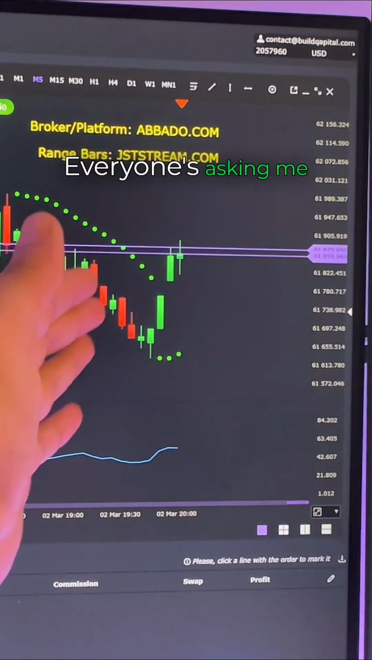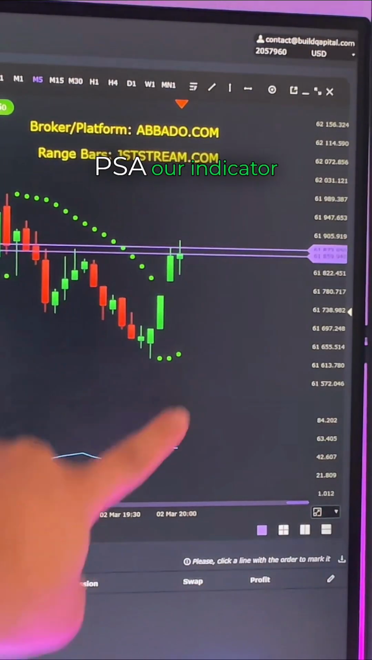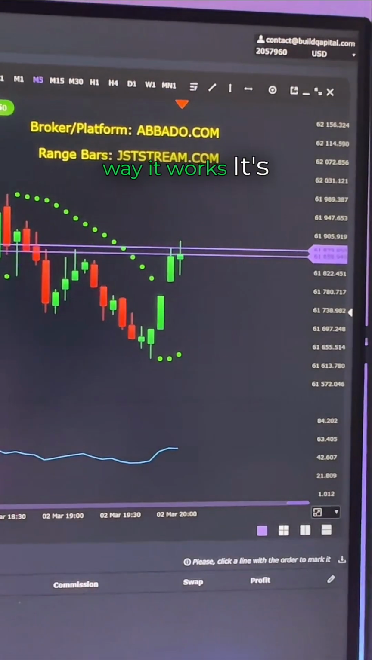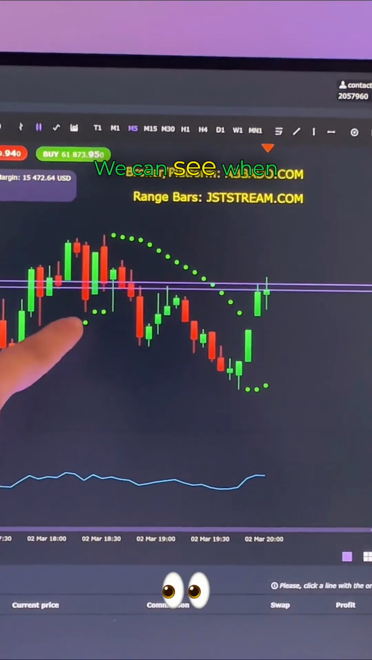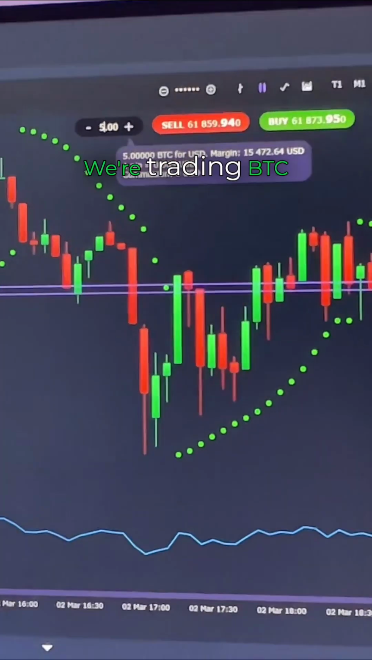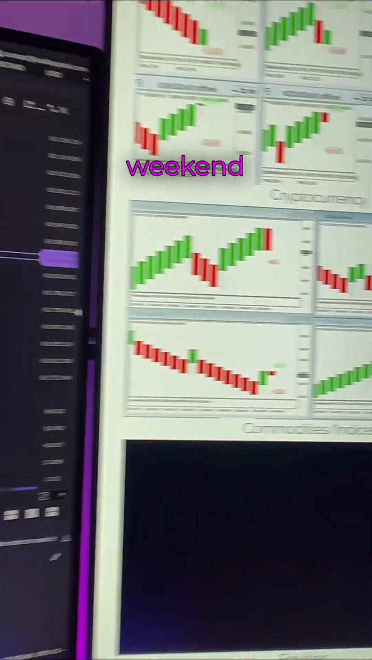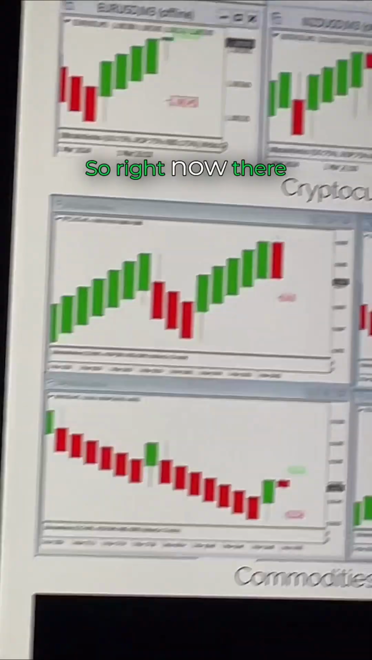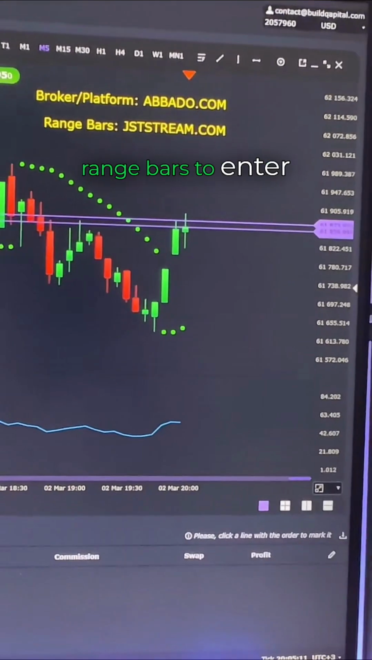Now, everyone's asking me, what are these dots on the screen? So, this is the PSAR indicator. The way it works, it's actually really amazing. If we look at it right here, the ticker right here is Bitcoin. So right now we're trading BTC USD because it is the weekend, so all the other markets are closed. So right now, there we go, we're trading Bitcoin, and we're using the range bars to enter our trades.